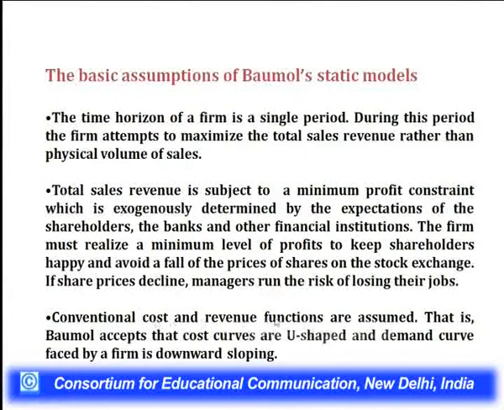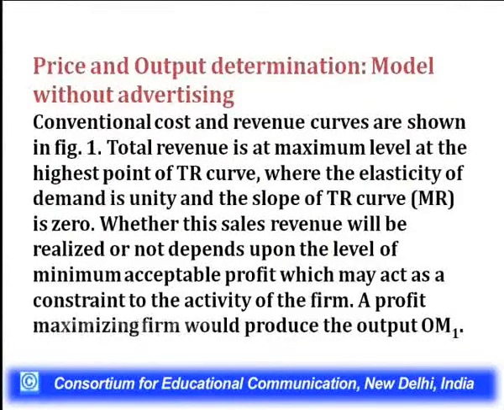Thirdly, conventional cost and revenue functions are assumed. That is, Baumol accepts that cost curves are U-shaped and the demand curve faced by a firm is downward sloping. Now, how are price and output determined in Baumol's model? Firstly, we'll take the case when no advertising is there.